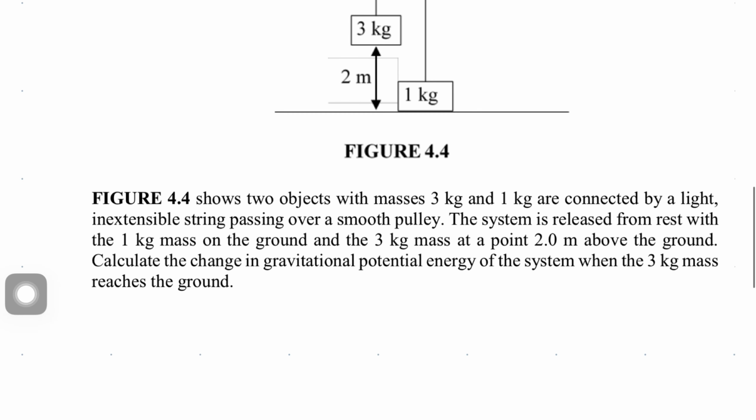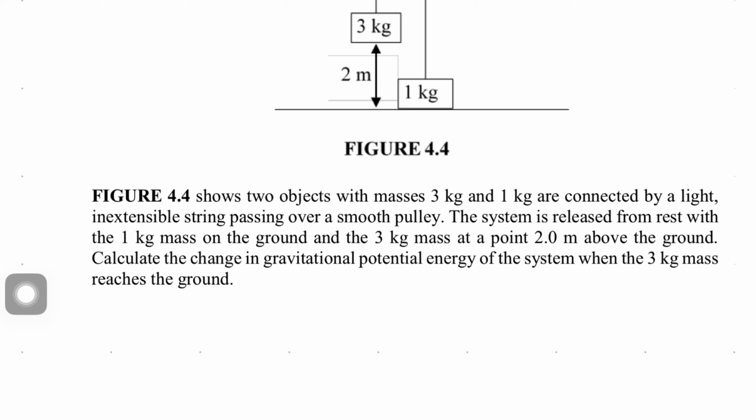Question 10, right? The question asks you to calculate the change in gravitational potential energy, giving two pieces of information here. The first one is the mass, 3 kilogram and 1 kilogram respectively. They are released from rest, so initially it's not moving, with the 1 kilogram mass on the ground and the 3 kilogram mass at a point 2 meter. This is the important part, 2 meter initially. Now calculate the change in gravitational potential energy when the 3 kilogram mass reaches the ground.